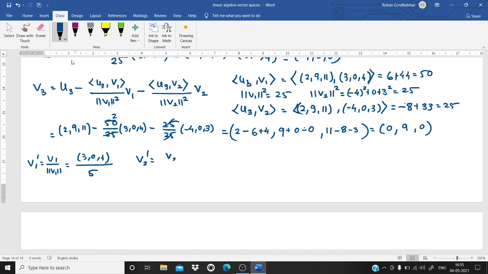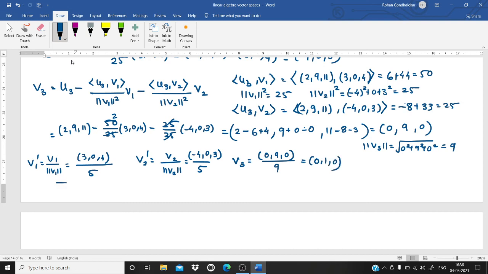V2 dash will be V2 upon norm V2. Already we calculated norm V2 square, which is 25, whose square root will be 5. V2 will be minus 4 comma 0 comma 3, and V3 will be 0 comma 9 comma 0 divided by norm V3. Norm V3 is the square root of 0 square plus 9 square plus 0 square, which is 9, so hence we get 0 1 0. So this is my expected orthonormal basis V1 dash, V2 dash and V3 dash.